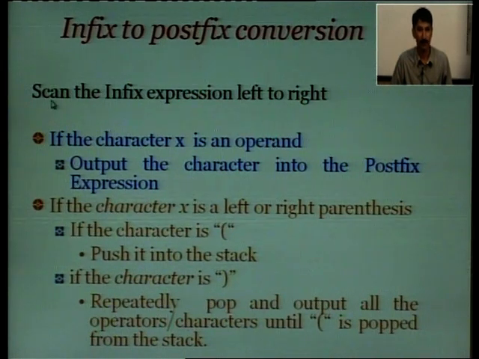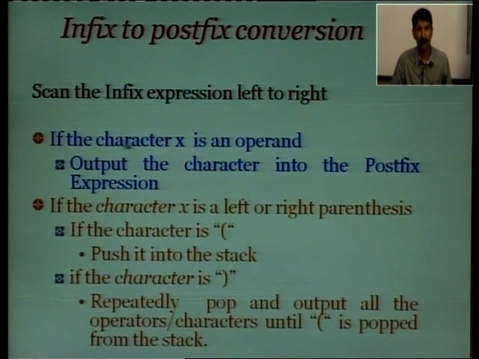Let us look at the algorithm and scan the infix expression given to you from left to right. Whatever the expression is given, you read it from left to right, that is, the very first symbol on the left, you have to read it first and then move to the right symbols.